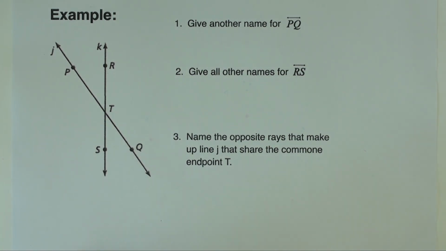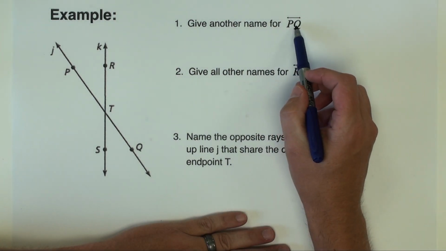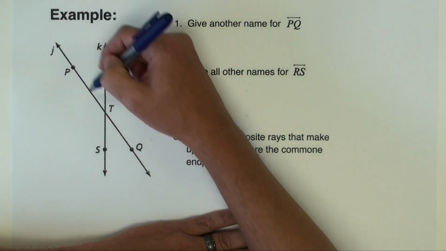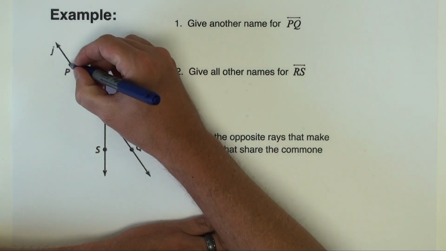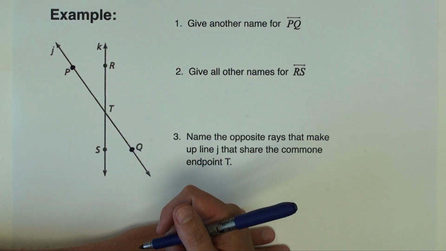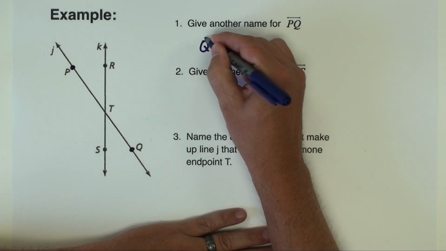Okay, in this example problem, we've got a diagram. It looks like a couple of lines that intersect. The first question is to give another name for line PQ. So line PQ is this one right here. We can see on line PQ, those are the 2 points that we had. So we could name this line QP.